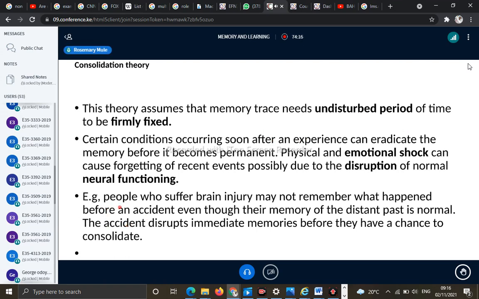Look at this example here. It tries to explain well. People who suffer brain injury may not remember what happened before an accident, even though their memory of the distant past is normal. Why is this so? This is because the accident disrupts immediate memories before they have a chance to be consolidated and saved in the proper place in our memory.